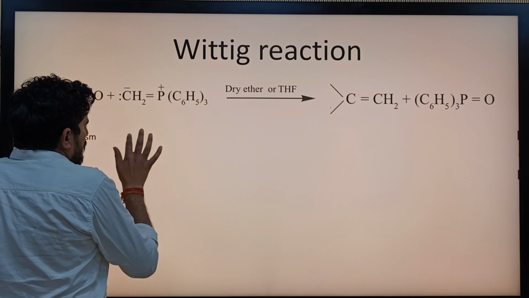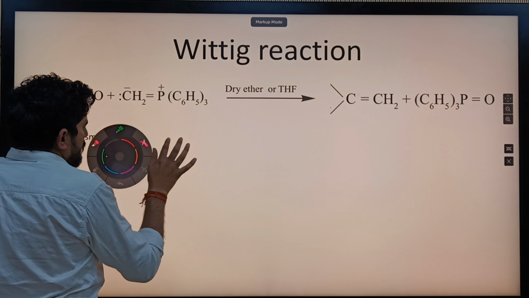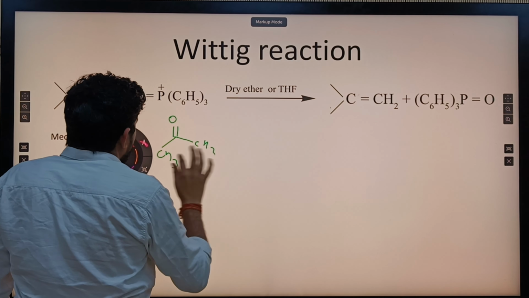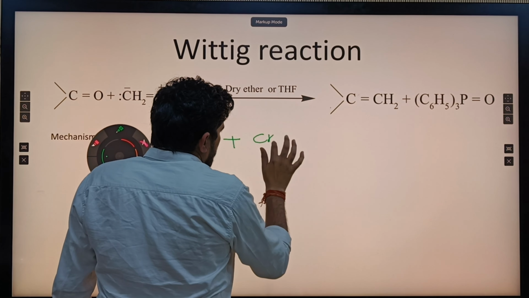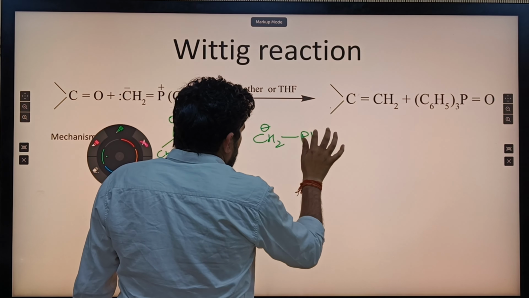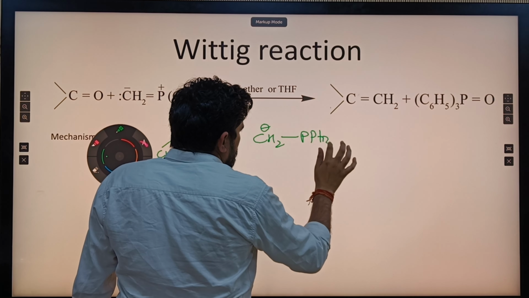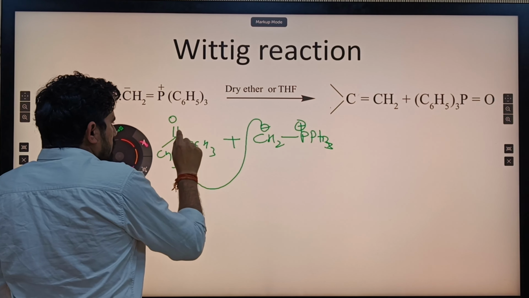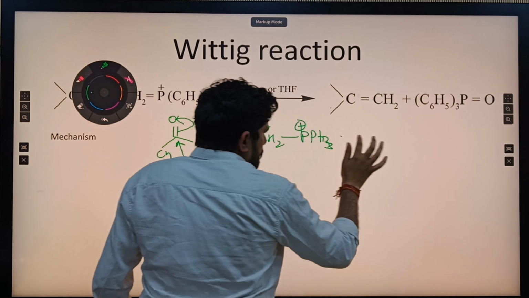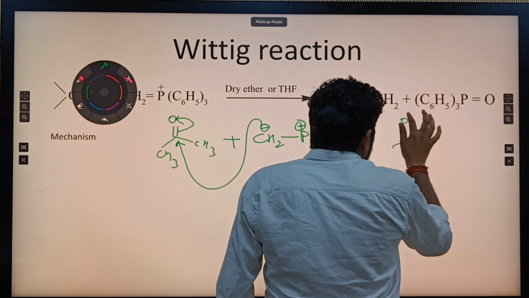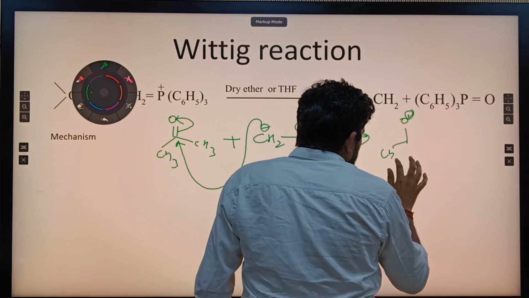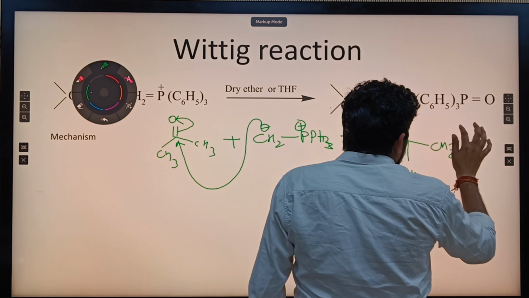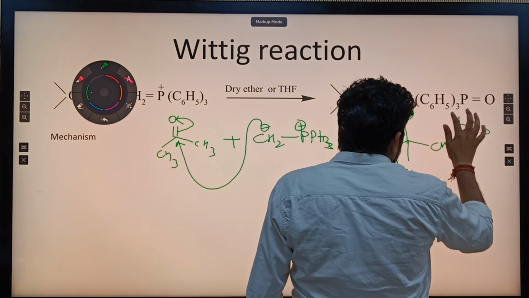So we have a carbonyl group, CH3, and we have phosphonium ylide, PPh3 positive charge. The negative charge of the CH2 will attack on the carbonyl group. O negative, CH3, CH2, and phosphonium ylide PPh3 positive.